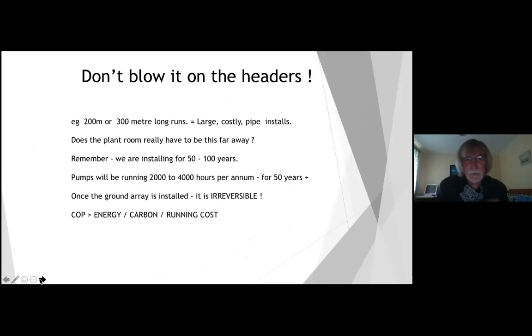Remember, the big issue here is that in other forums, we're saying you're going to put these systems in for 50 to 100 years. So any parasitic energy that's running for, say, 2,000 to 4,000 hours a year for 50 years is bad news in terms of energy and carbon and running cost.